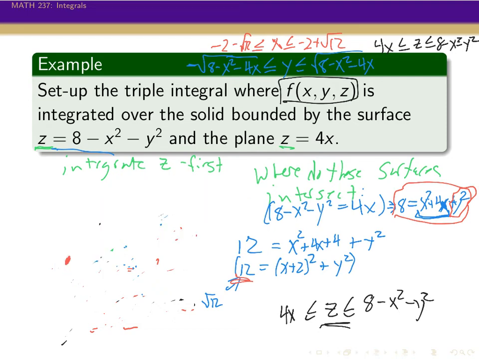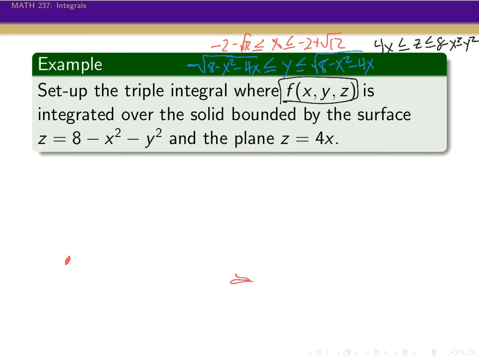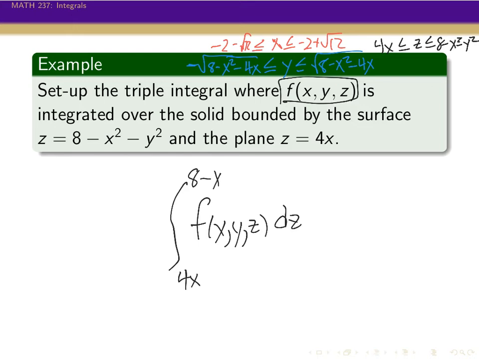So let's clear stuff out here. Now we've got lots of nice space to write out our integral. Okay, so we're integrating f of x, y, z. First, we're integrating in terms of z, and so the z bounds are 4x to 8 minus x squared minus y squared.